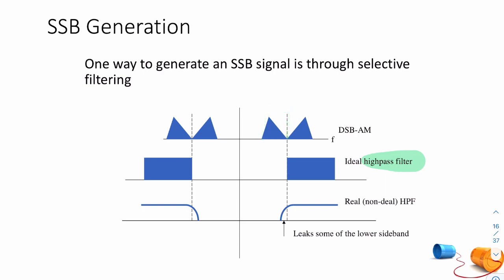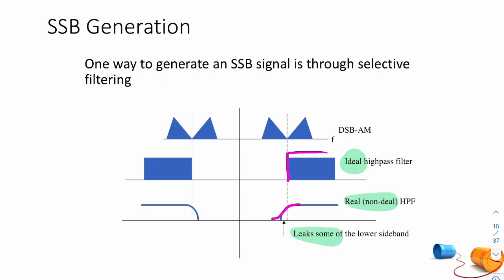Now, here, what I'm trying to show you is that for an ideal filter, you would be able to get this sharp transition. But in real life, your filter will always have this roll-off. And this roll-off here means that you will always have some leakage from here. You'll always pick up some of the other sideband.